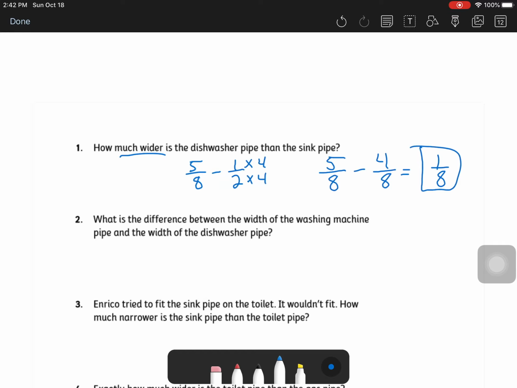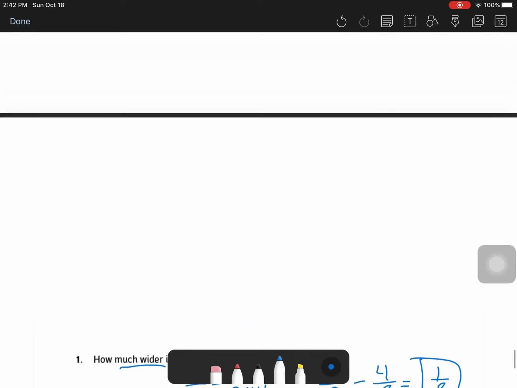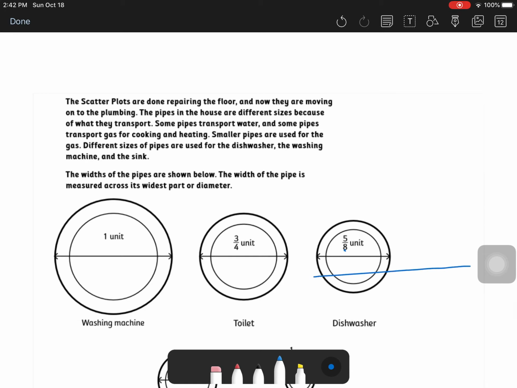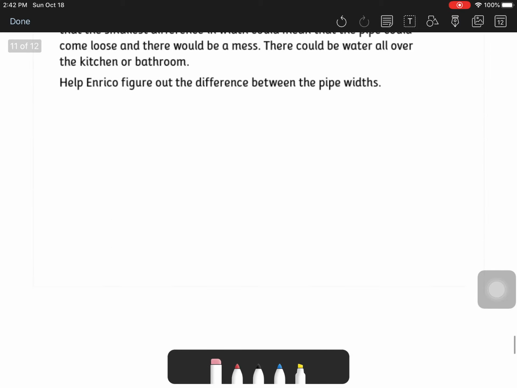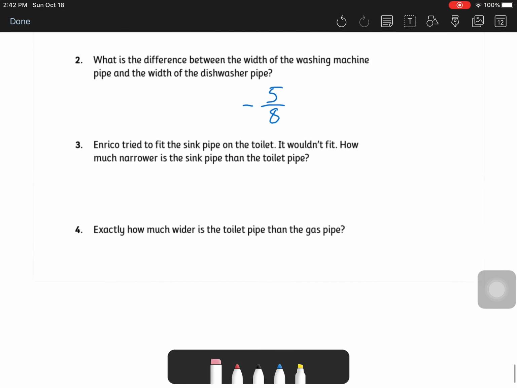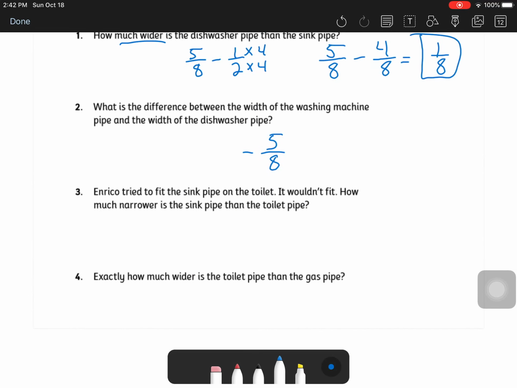Okay, next one. What's the difference between the washing machine pipe and the dishwasher pipe? Okay, well, the dishwasher was 5/8. I remember that from the last problem. What was the washing machine? That was 1 unit here. Okay, so I'm going to take 1 minus 5/8.